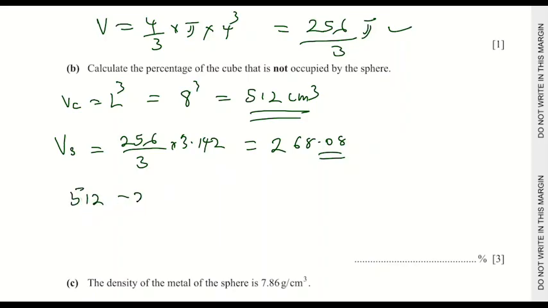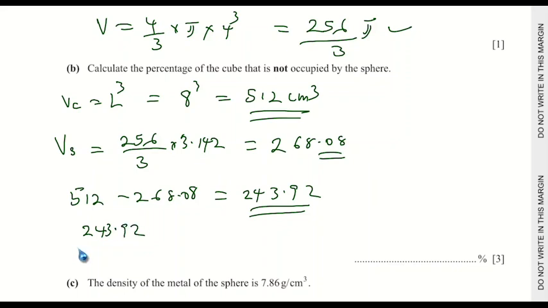Now the volume left will be 512 minus 268.08, which is equal to 243.92. This is the volume of the cube not occupied by the sphere. So to get the percentage, it's going to be the volume left, which is 243.92, divided by the initial volume of the cube, which is 512, then multiply by 100%. This will give us 47.6%. Pretty easy.